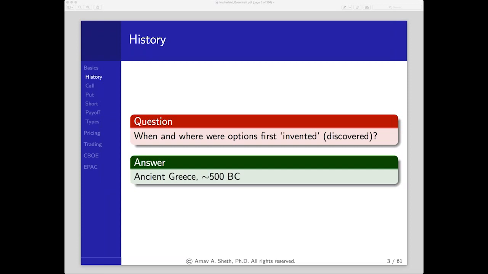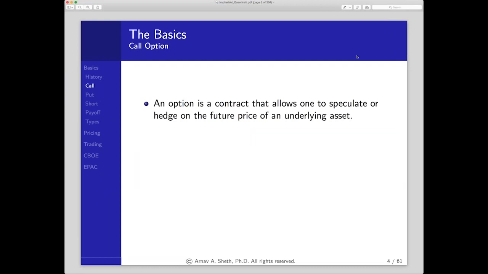So what Thales did there was he bought a call option on the olive presses. He said, I'm going to pay all of the owners a little money right now, and in return, I own the olive presses, at least for the period of harvest. And that was the first known instance of a call option. So let's go into a little bit more detail. Let's move into modern times and specify what is a call option.